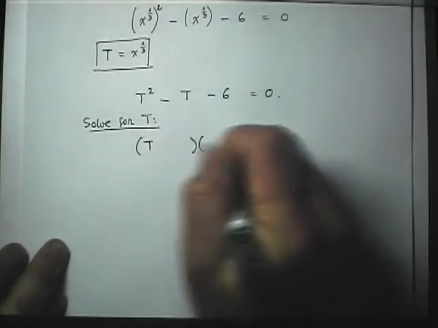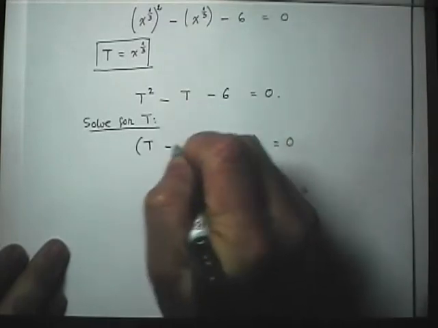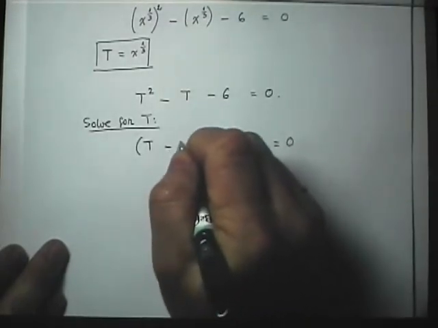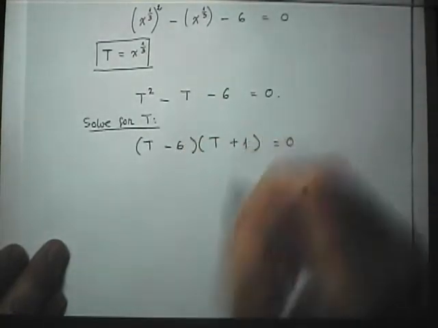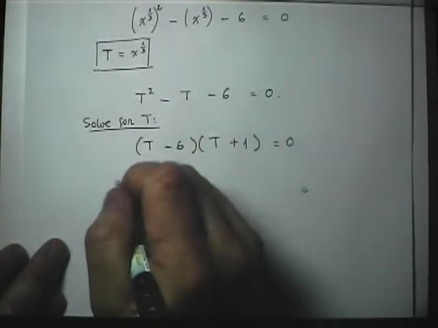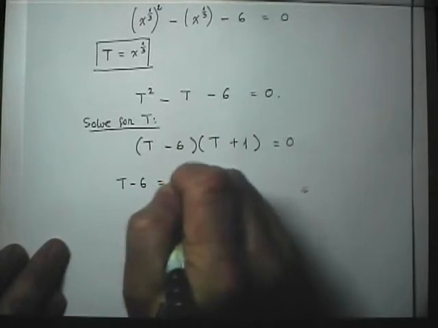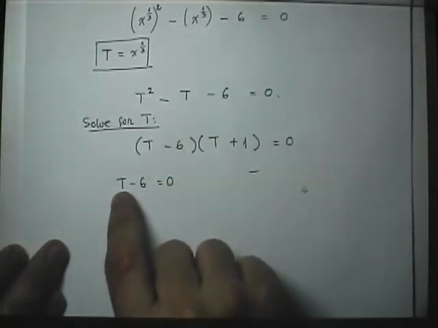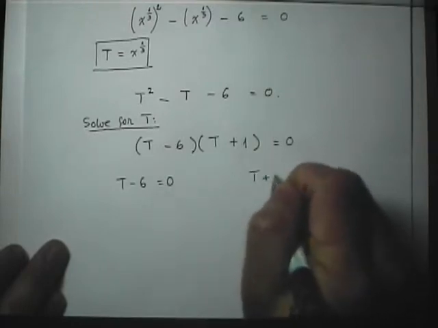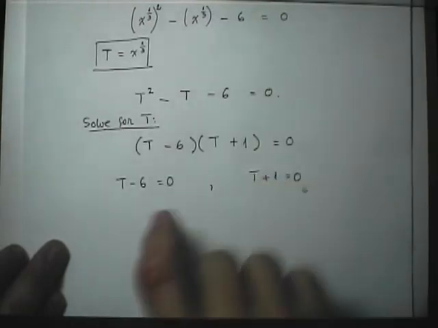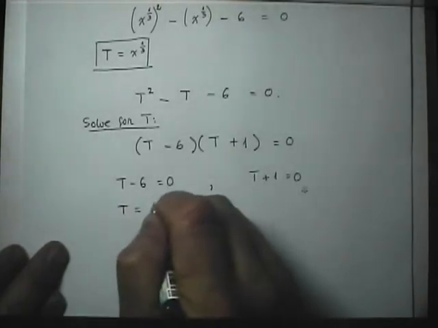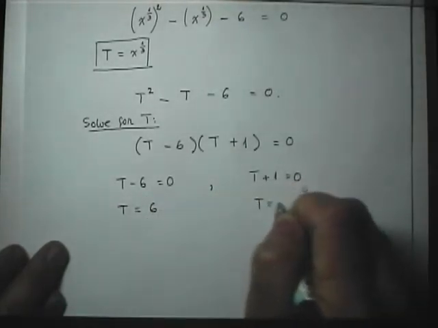Here, factoring gives me t minus 6 and t plus 1. That's how we factor it. And so immediately I'm going to produce t minus 6 equals 0, I'm sorry, I said x but I meant t, and t plus 1 equals 0. So with these two equations, I'm ready to solve for t. One value for t equals 6, the other value for t equals negative 1.